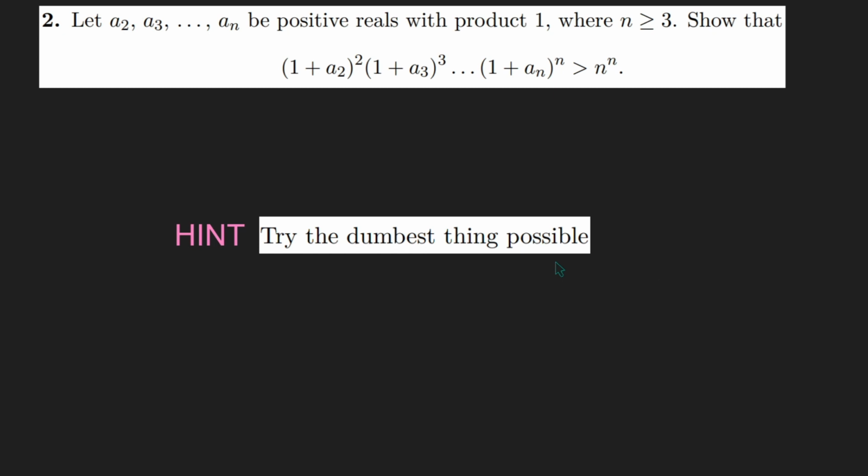So what's the problem? We have a2, a3, all the way up to an. Notice we're starting at a2 here. They are positive reals and they have a product of 1, so they multiply to 1, and n here is at least 3. We want to show that (1 + a2)^2 times (1 + a3)^3 times so on, all the way up to (1 + an)^n, is strictly bigger than n^n. And yeah, I guess if you want a hint, try the dumbest thing possible.